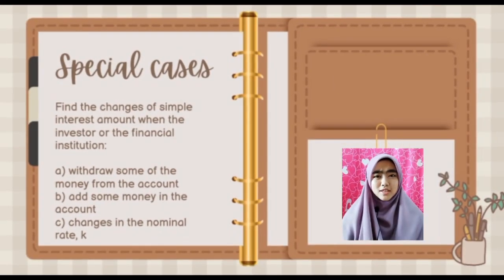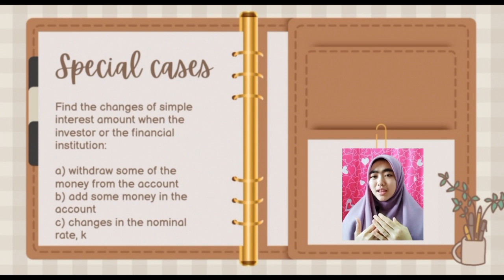Last but not least, there are a few special cases that usually happen. Number one is withdrawing some money from the account. This means that we take out money from the account during the period of investment or loan. Alright everyone, this situation is very important because we need to be careful in our calculation. It may affect the amount of interest that we will receive and the amount of loan that we will pay.